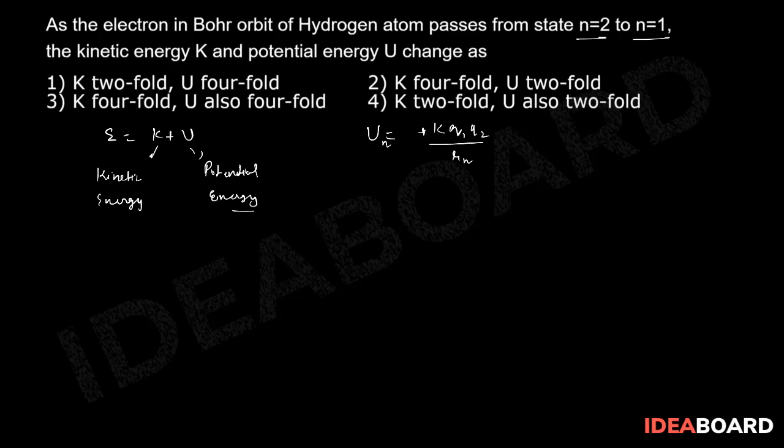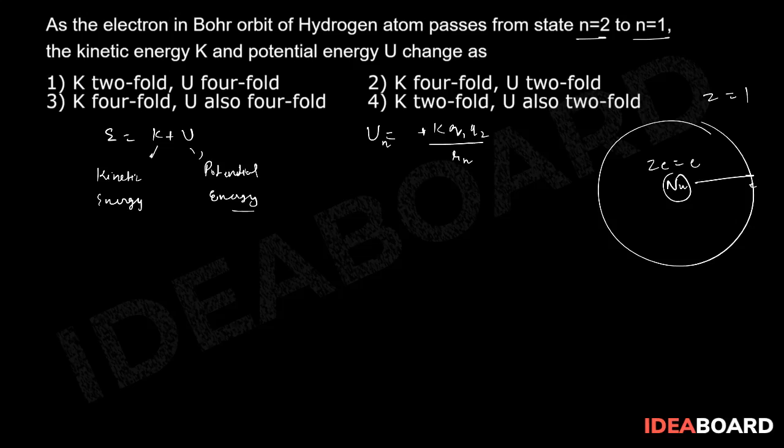Suppose in nth orbit, this is our nucleus, and if this is hydrogen atom, then Z is equal to 1. So charge on the nucleus will be E, and electron contains negative charge of E. So this will be Rn. Correct. So I can write that Un is equal to K E minus E divided by Rn. Then you can write Un is equal to minus Ke square upon Rn. Perfect.